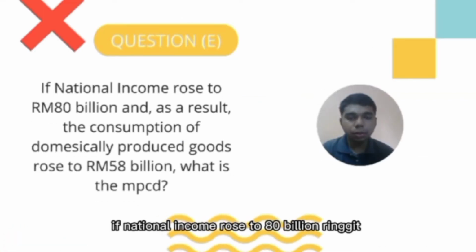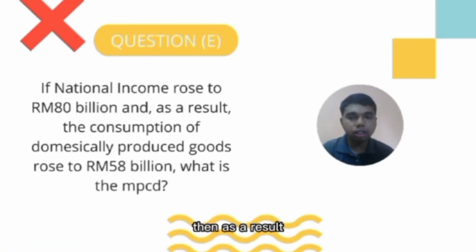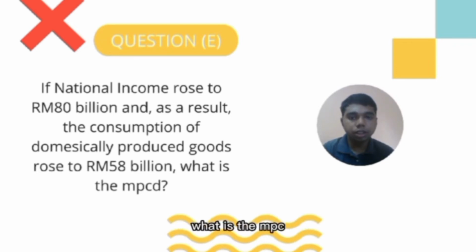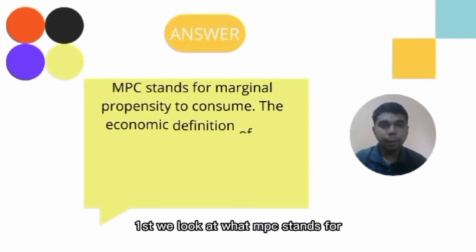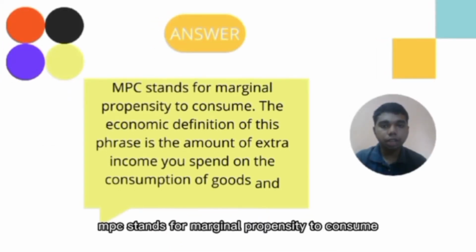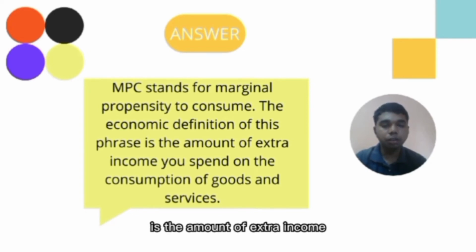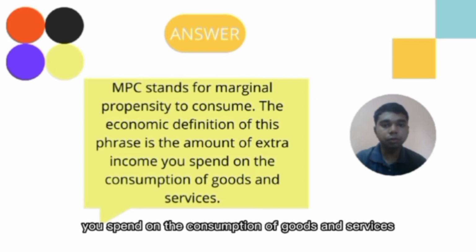If national income rose to 80 billion ringgit, then as a result, the consumption of domestically produced goods rose to 15 billion ringgit. What is the MPC? First, we look at what MPC stands for. MPC stands for marginal propensity to consume. The economic definition of this phrase is the amount of extra income you spend on the consumption of goods and services.